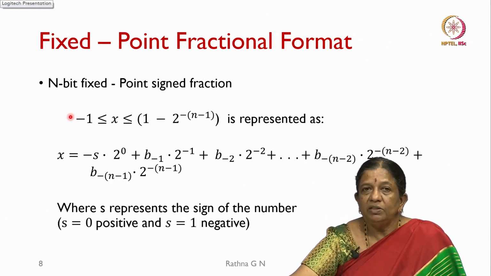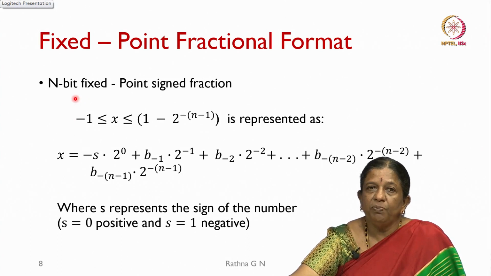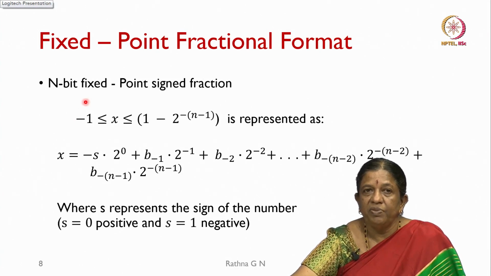Okay. So, coming to why we have to go for the fixed point fractional format, we will see it in a while. First we will discuss what this number system is. So, in the n bit fixed point signed fraction representation, we say that the number x can be represented between minus 1 to 1 minus 2 to the power of minus n minus 1. So, n is the number of bits we will be using, as normal notation.